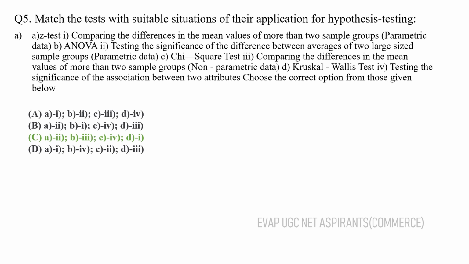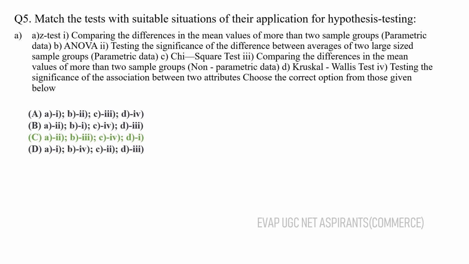So let us see the matching option, that is for Z-test. So what is Z-test? It is a large sample test. So for A it will be 2, that is testing the significance of difference between averages of 2 large sized sample groups. Next is ANOVA. So what is ANOVA? ANOVA will be comparing the differences in the mean values of more than 2 sample groups.